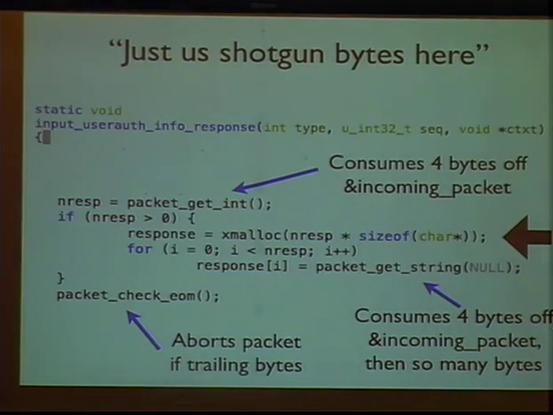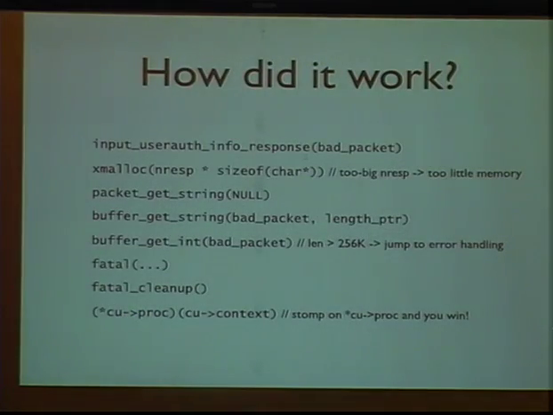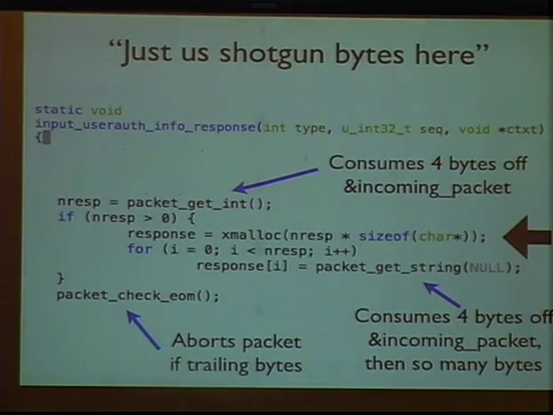Effectively Pascal-style strings, which is to say a length and then that many bytes. But what happens, anybody, if the nresp value is larger than 2 to the 30th? Exactly. Yeah, so that overflows. So let me just walk you through the entire exploit really quickly. So there's the packet getString that gets called there. I mean, that's normal.